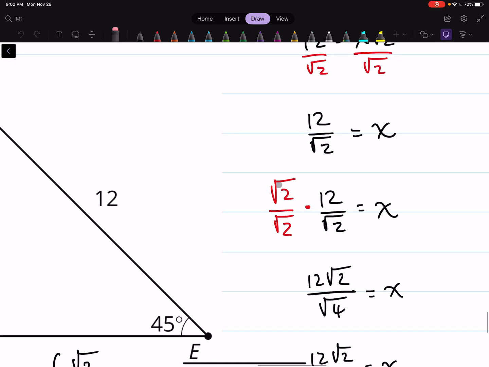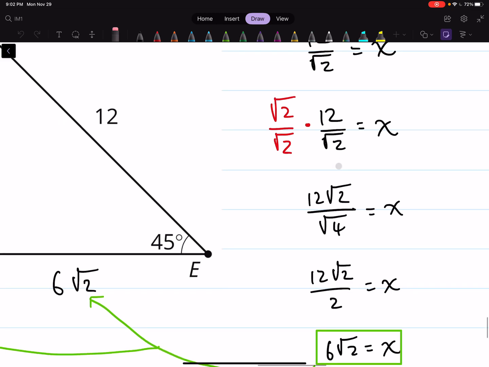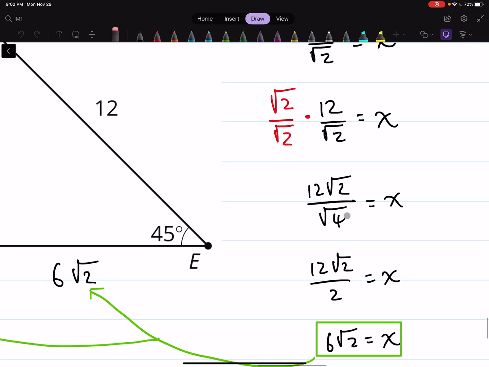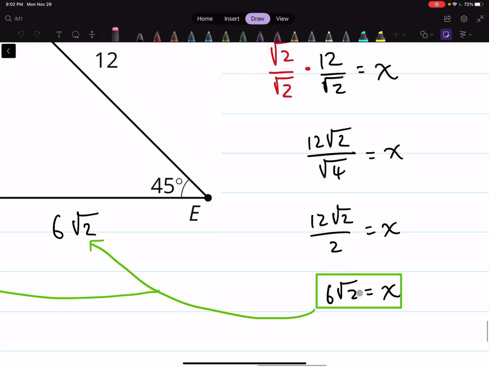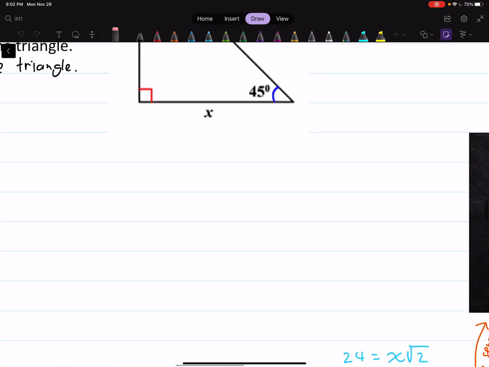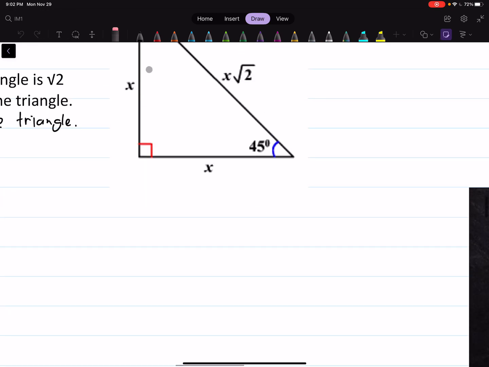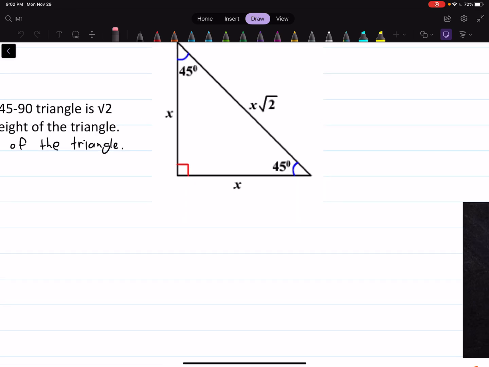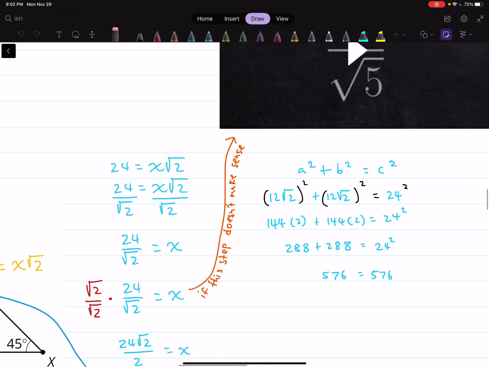And then we rationalize by multiplying square root of 2 over square root of 2 for the numerator and denominator. Then we got the square root of 2 times square root of 2, which is square root of 4, and 12 times square root of 2 is 12 square root of 2. Square root of 4 is just 2, and 12 divided by 2 is 6 square root of 2. So that's how we got the length of the 45, 45, 90 triangle with the hypotenuse length of 12. Why? Because x is 6 square root of 2, and x represents the length of each of the legs of the right triangle.